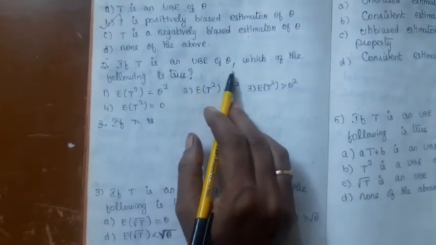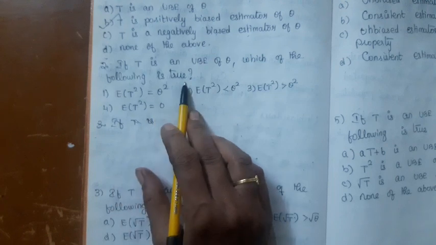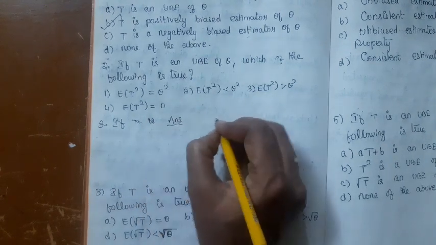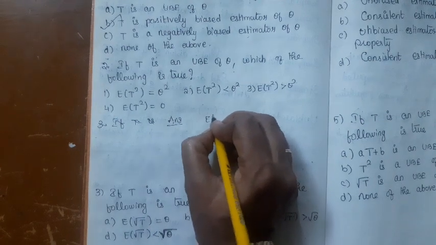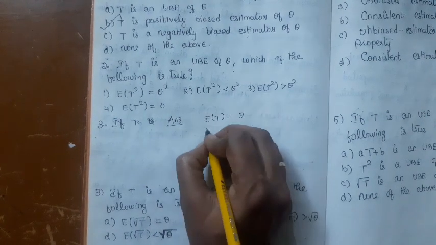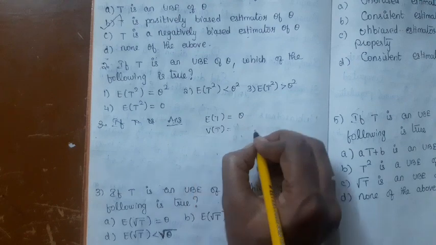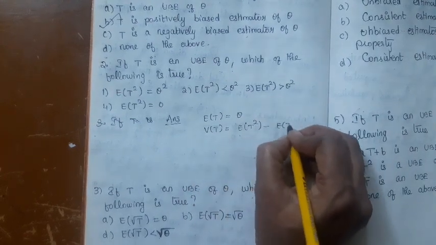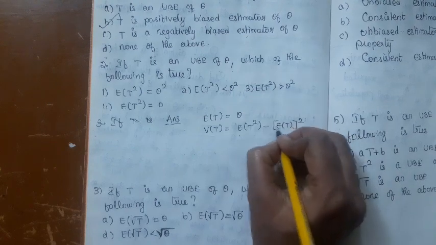If T is an unbiased estimator of theta, which of the following is true? What is given? Let us try to solve this. Expectation of T is equal to theta. Let us consider variance of T. Variance of T is expectation of T square minus expectation of T the whole square.